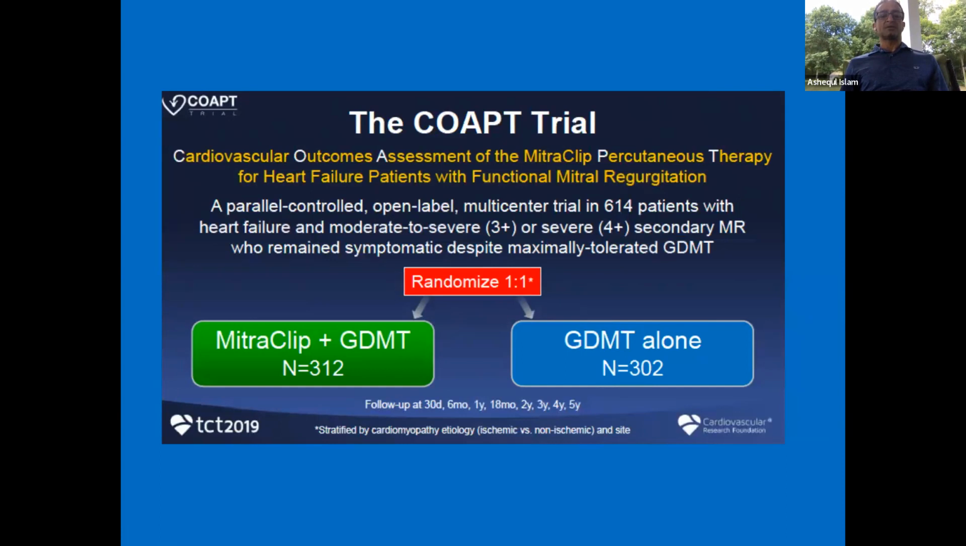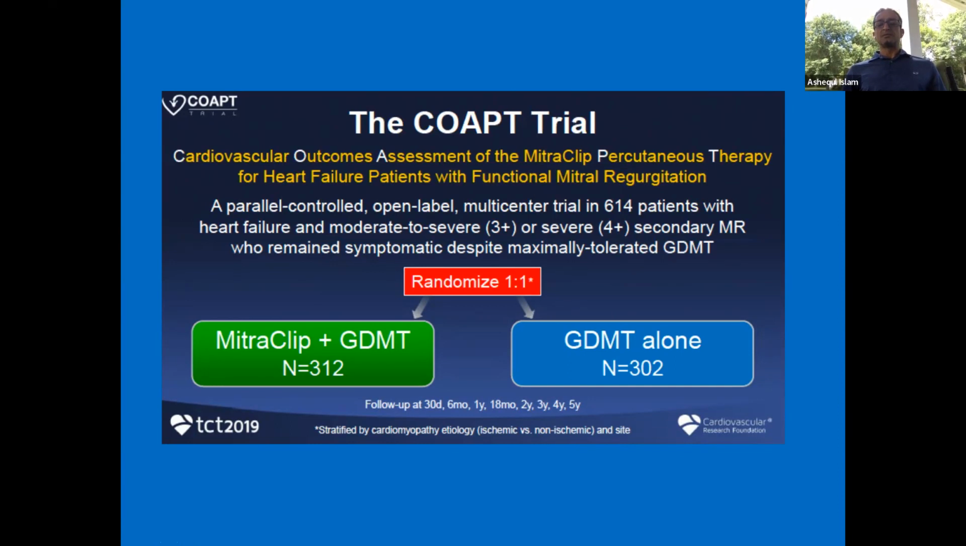So this is the COAPT trial. It was a very highly awaited trial, presented at TCT in 2019 by Greg Stone. As you can see, there were more than 300 patients in each arm, patients with functional MR. This is a parallel-controlled, open-label, multicenter randomized controlled trial.